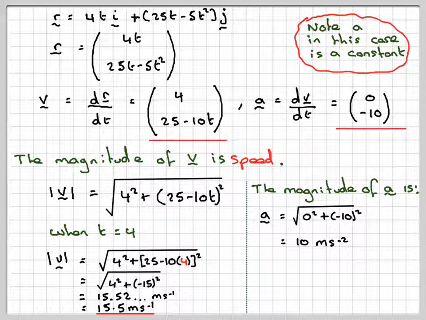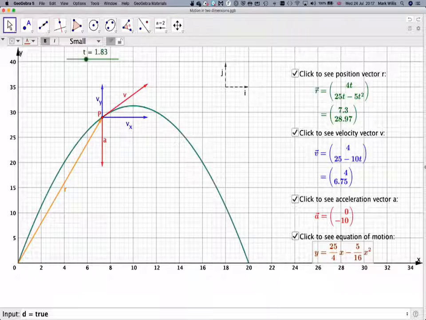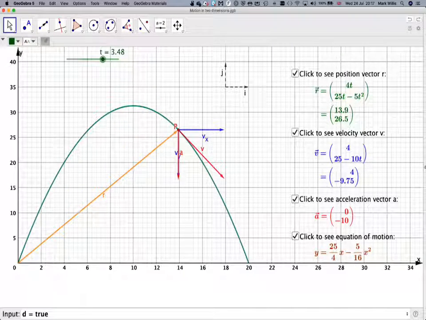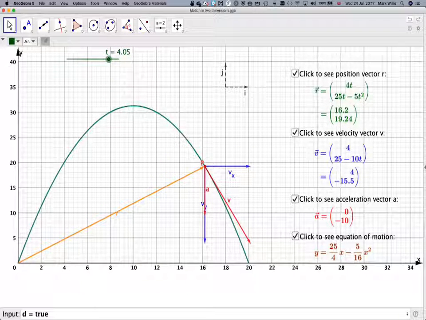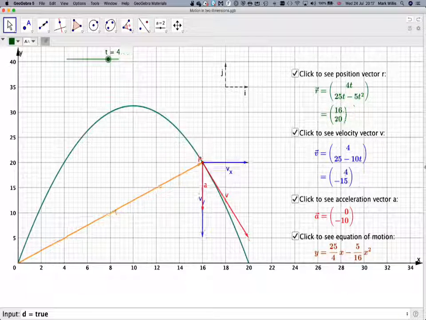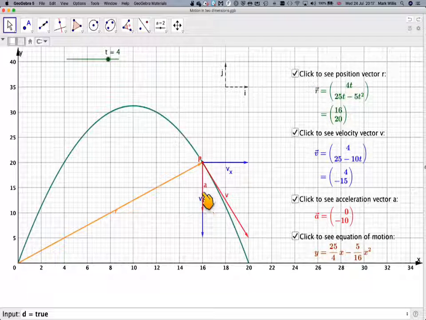So let's just look at that situation on this GeoGebra app. So we'll go to t equals 4. Okay, so we've got the acceleration acting downwards here. We've got that component acting downwards there, minus 15, and this component being 4. Okay, so now to do the last part, to find the equation of the motion of the particle. So we've also got the acceleration here at minus 10, or just 10 acting downwards.